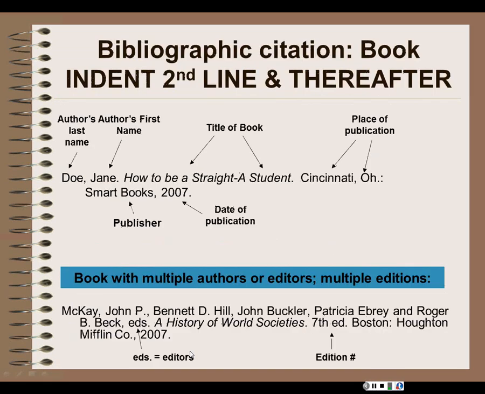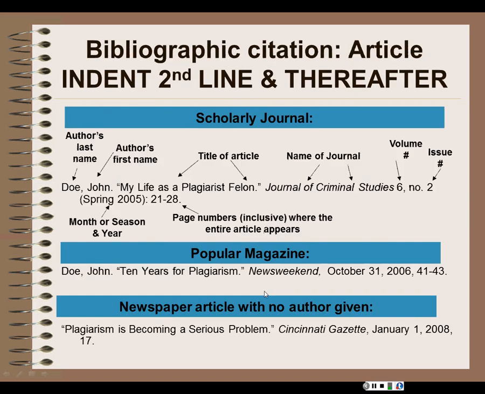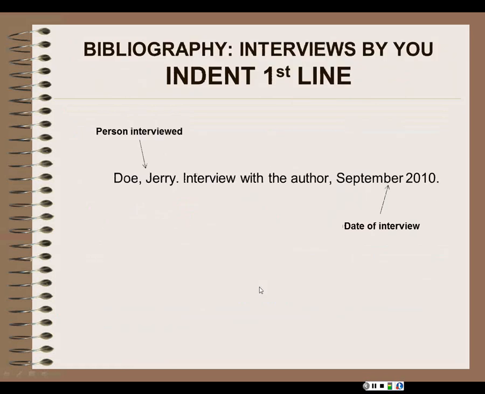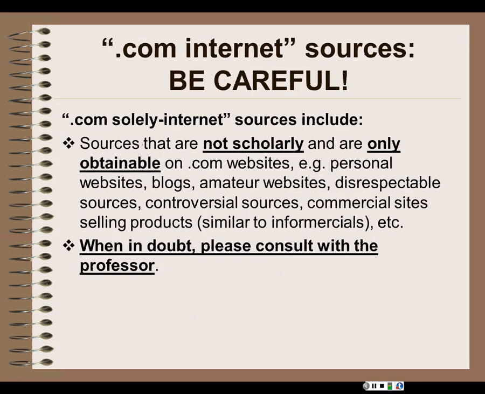All right, the bibliographic citation, book, indent, that's how you do a bibliography for a book with multiple authors, a dissertation, an article, a website, a book review, a manuscript, interviews by you. When in doubt, ask me. A great reference is the Chicago Manual of Style, preferred by historians. And sometimes even the Chicago Manual doesn't have what you need. And in that case, you need to remember two important rules: be thorough and be consistent.